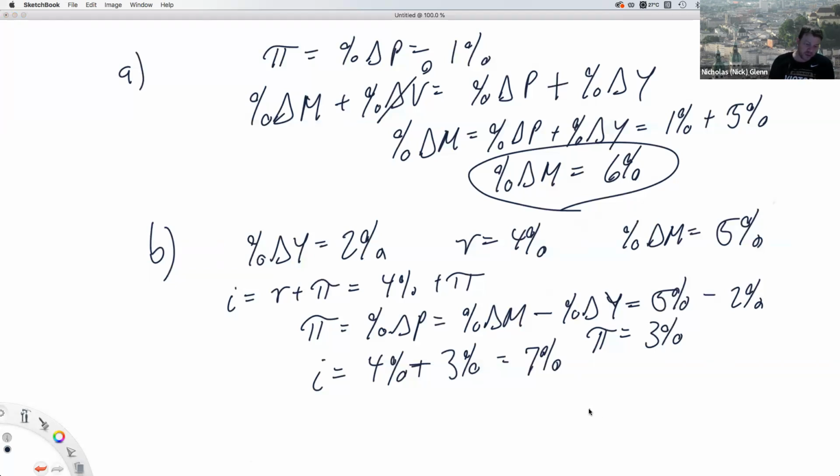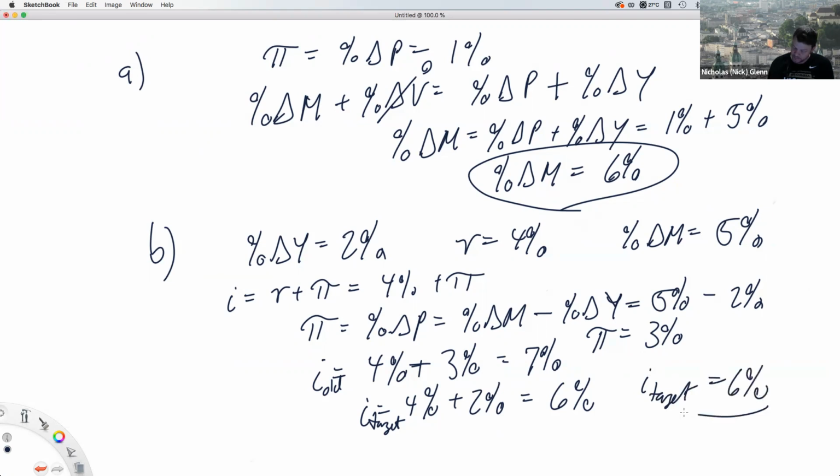Okay. If the European Union has a mandate of 2% inflation, what nominal interest rate should they target? Well, inflation's at 3%, but we want it to be 2%. So the new nominal target: 4% for the real interest rate, plus we want a 2% target. This will just be 6%. Okay. So the I they should target is 6%.